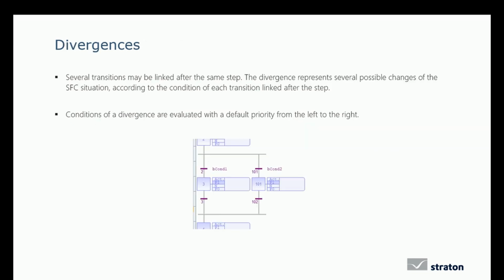Several transitions may be linked after the same step. The divergence represents several possible changes of the SFC situation according to the condition of each transition linked after the step. The conditions of a divergence are evaluated with the default priority from the left to the right.